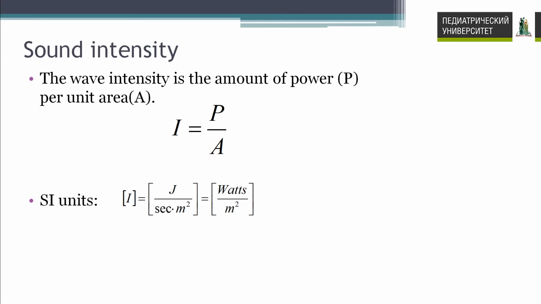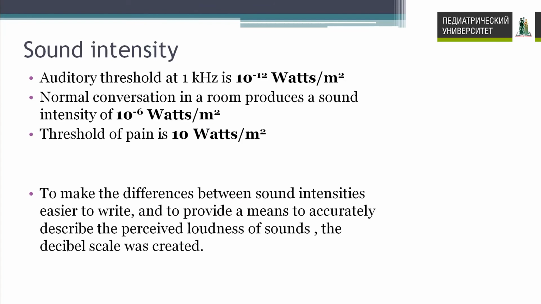The system international units of intensity will be watt divided by meter square. Don't forget about it. Be careful. Watts divided by meter square. And the intensity of sound is also a physical characteristic that we must analyze in detail and associate with our organ of hearing, the ear. The hearing threshold at 1 kHz is 10 in the power minus 12 watt divided by meter square. During normal common conversation in a room, the sound power is 10 in the power minus 6 watts divided by meter square. The threshold at which we feel pain in our ears is 10 watts divided by meter square.